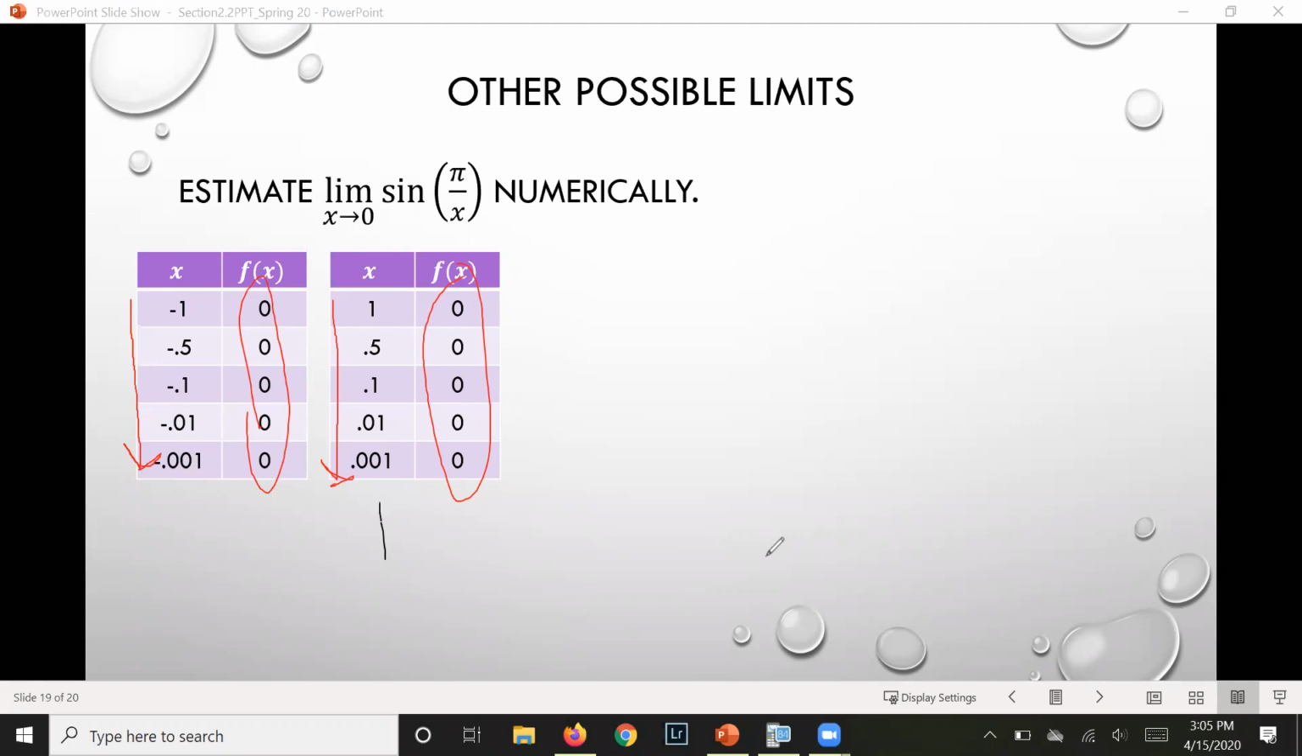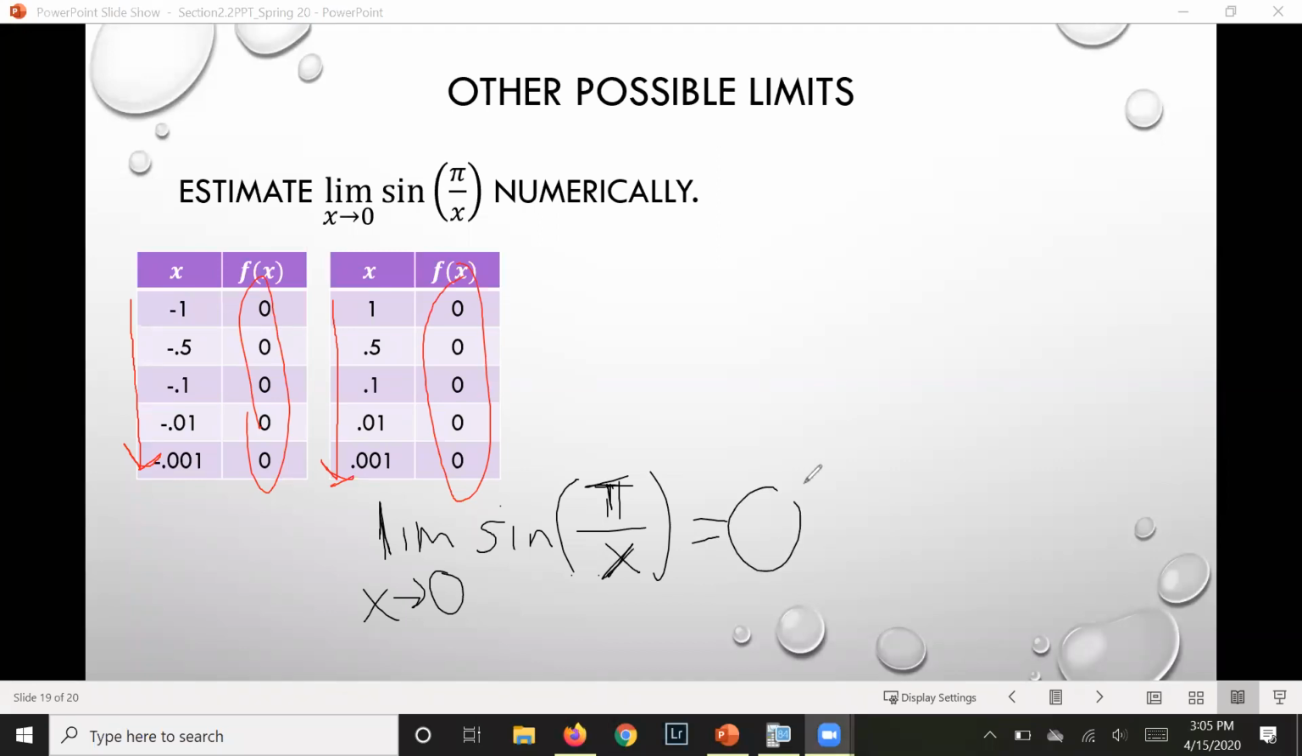which maybe would lead us to believe then that the limit as x approaches 0 of sine of pi over x equals 0, right? Right? Maybe? Let's go to the graph again.